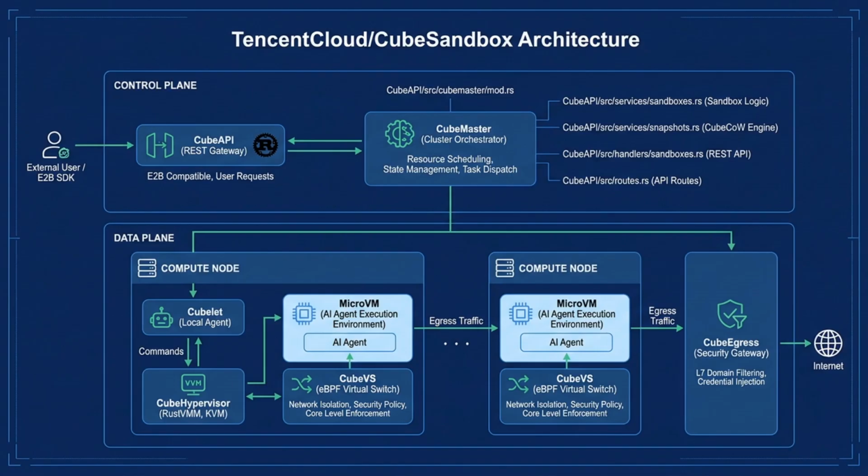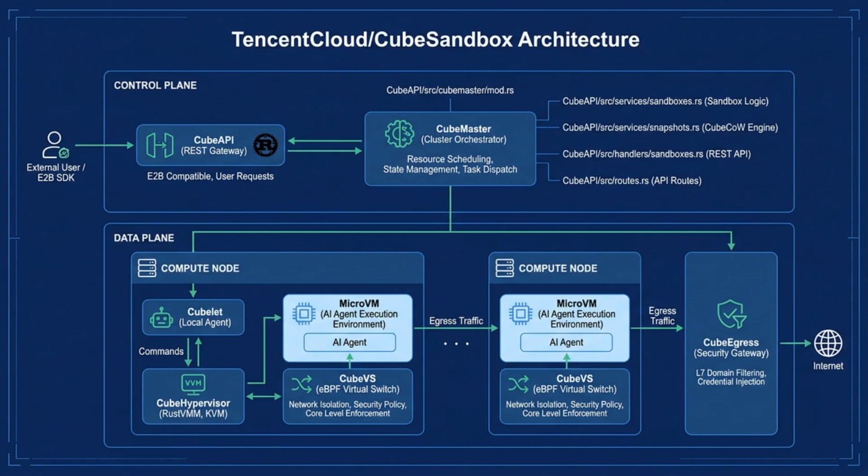For example, Docker containers share the host system's kernel, which can leave a door open for sophisticated attacks. On the other hand, full virtual machines provide strong isolation, but they are far too slow to start up and eat up too many resources. This makes them impractical for the high concurrency, low latency needs of today's AI applications. CubeSandbox directly addresses this conflict between weak isolation and poor performance.